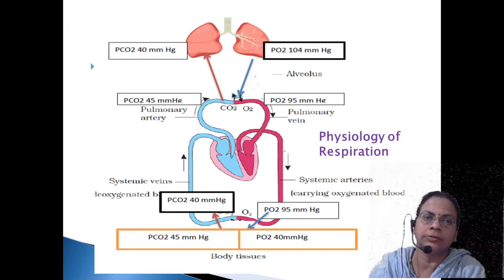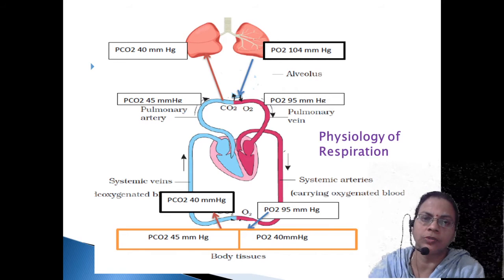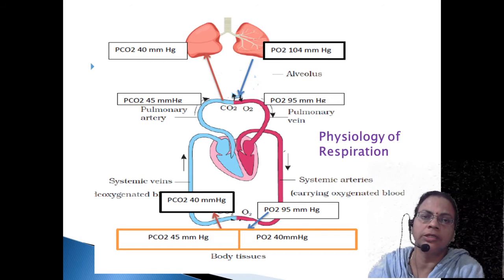So respiration is the exchange of gases by the process of diffusion. For diffusion to take place, we need a respiratory surface with maximum surface area, and it should be bound by a very thin membrane, and that membrane should be covered by highly vascular blood vessels.